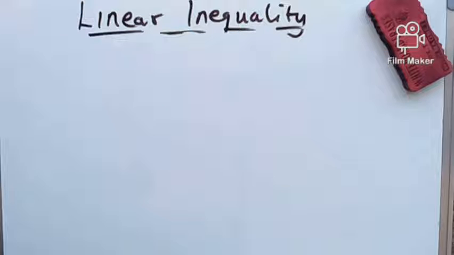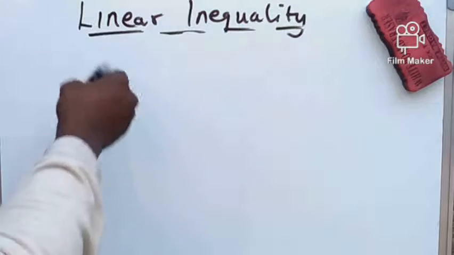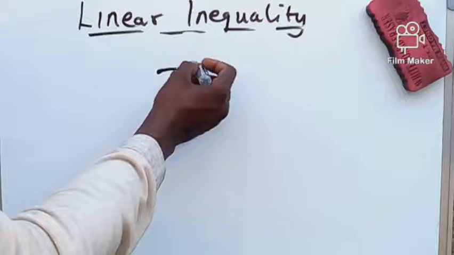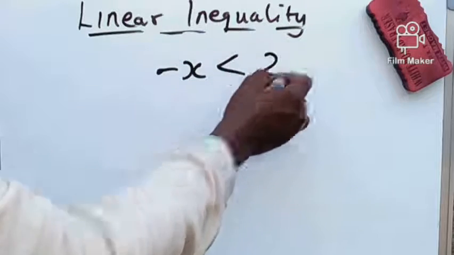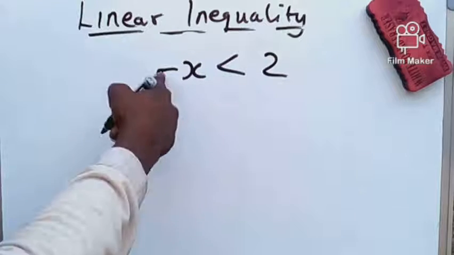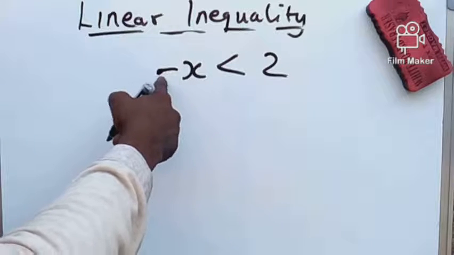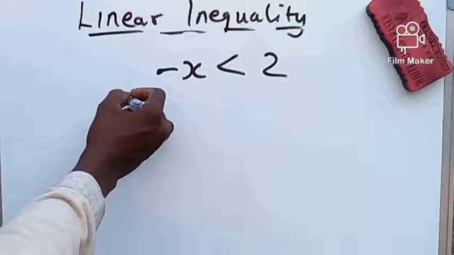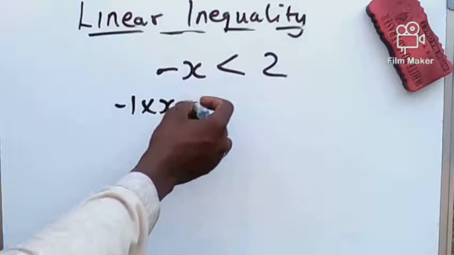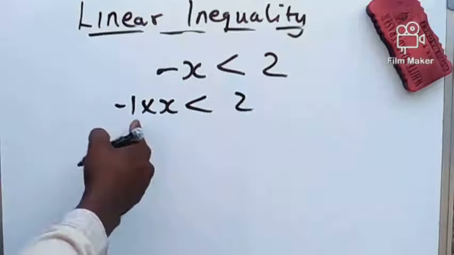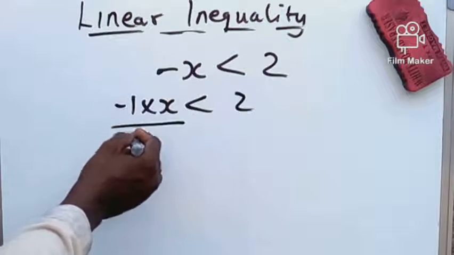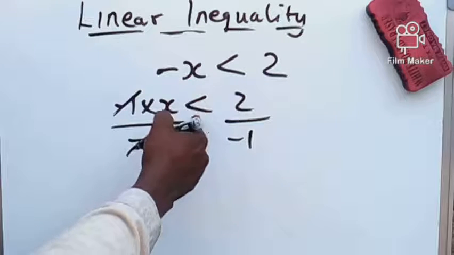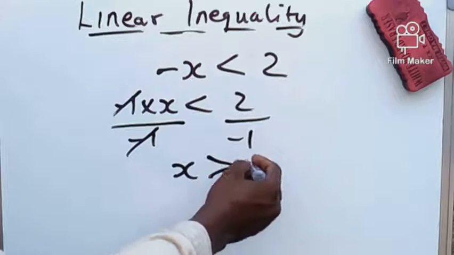Except that when dividing a given linear inequality, let's say after solving a problem on linear inequality, you arrive at a point where you have minus x is less than 2. And this is not the value of x. You want to eliminate this negative. So anytime you are dividing all through with a negative, this minus x means minus 1 multiplied by x, and it's less than 2. You want to eliminate minus 1, so you divide all through by minus 1. And when that happens, you have that x is greater than minus 2.